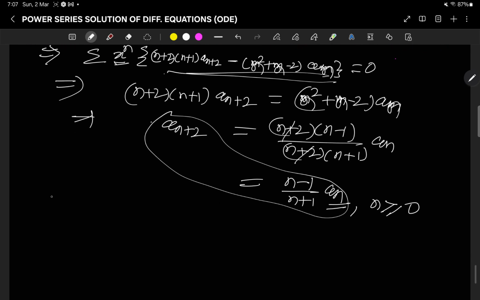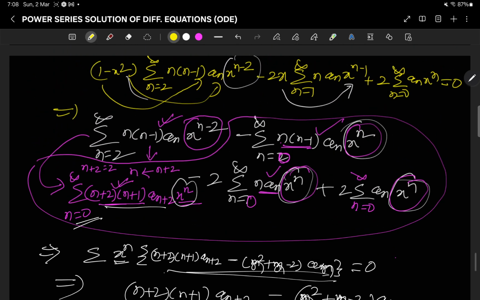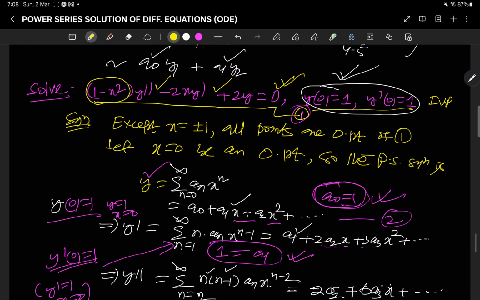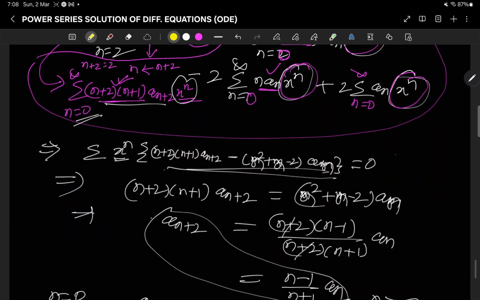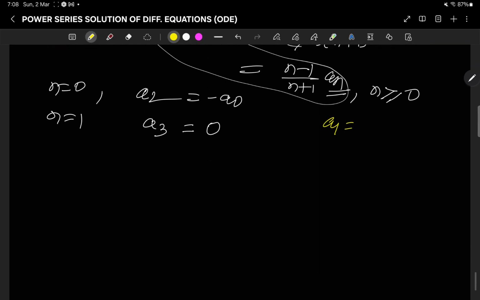For n is equal to 0, what I am getting here, a2 is equal to minus a0. For n is equal to 1, what I am getting here, a3 is equal to 0. Okay. From the initial condition, I already get a0 equal to a1 equal to 1. Already I get these from the initial conditions. So accordingly, for n is equal to 2, 3, 4, etc.